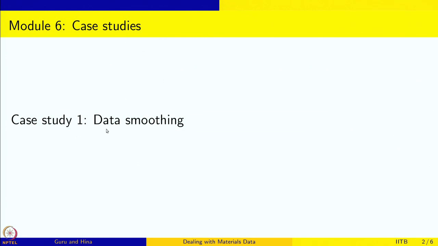Welcome to Dealing with Materials Data. This is a course on the collection, analysis and interpretation of data from material science and engineering. We are in module 6, which is on case studies, and the first case study that we are going to take up is on data smoothing.